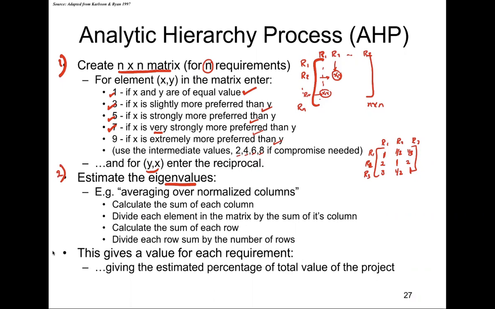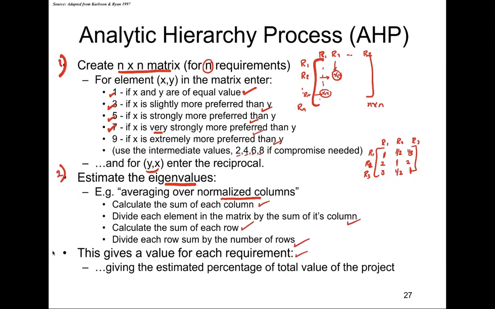Eigenvalues are those common entities that are simply calculated by averaging over normalized columns. This is easily done by calculating the sum of each column. There will be a running example in a second, just like I'm listing the steps for you. Then you divide each element in the matrix by the sum of its column, calculate the sum of each row, and divide the row sum by the number of rows.